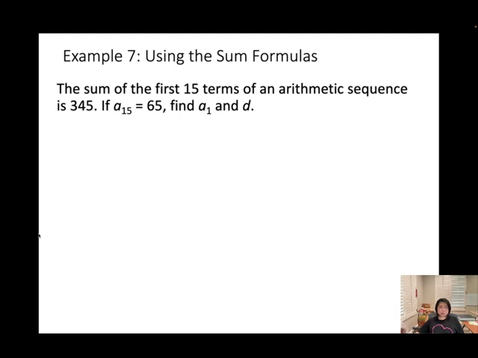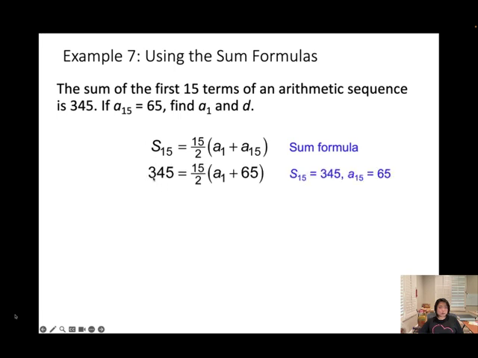Okay, another example. The sum of the first 15 terms of an arithmetic sequence is 345. If A15 equal to 65, find A1 and D. So we know S15, n equal to 15, is equal to 345. So we plug it in, equal to 345. And then you know the last term, A15, is going to be 65 already. So now I want you guys to find out the A1 and the D.